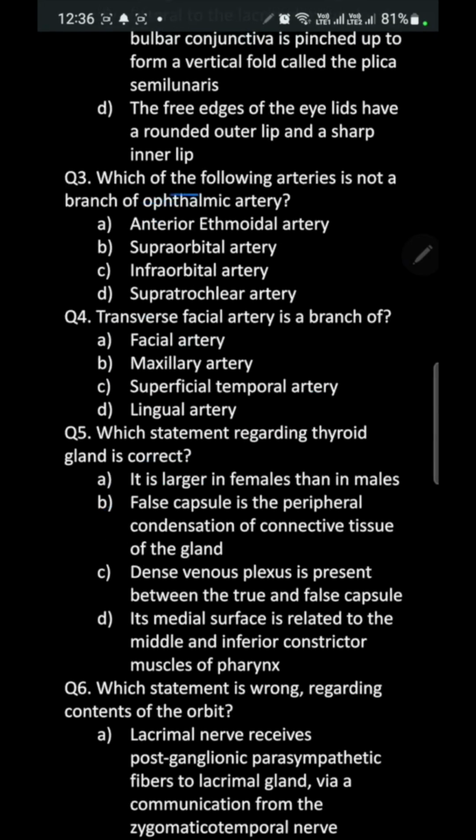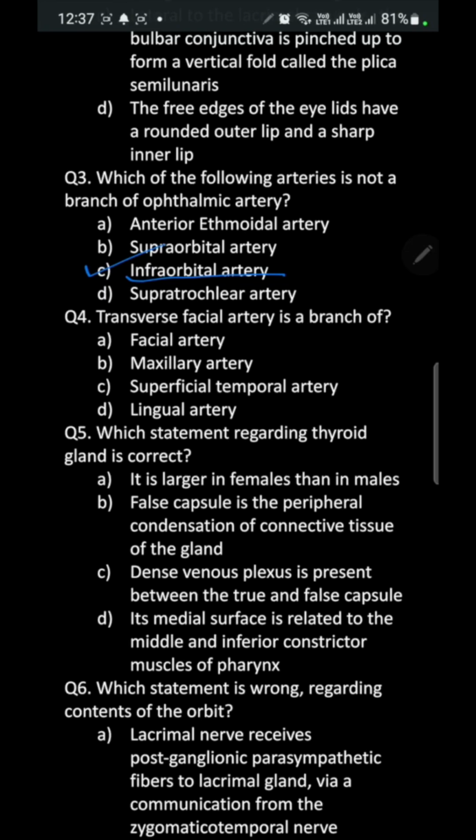MCQ number 3. Which of the following arteries is not a branch of the ophthalmic artery? Anterior ethmoidal artery, supraorbital artery, infraorbital artery, supratrochlear artery. You know that the ophthalmic artery in the orbit gives three branches: frontal, lacrimal, and nasociliary. Anterior and posterior ethmoidal arteries are branches from the nasociliary artery. Supraorbital and supratrochlear arteries are branches from the frontal artery. However, the infraorbital artery is not a branch of the ophthalmic artery.